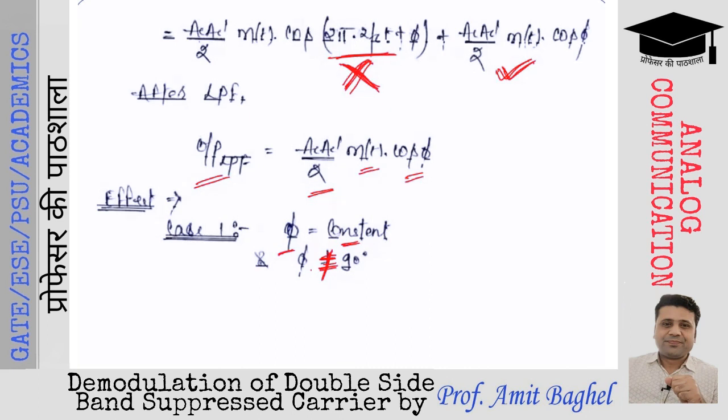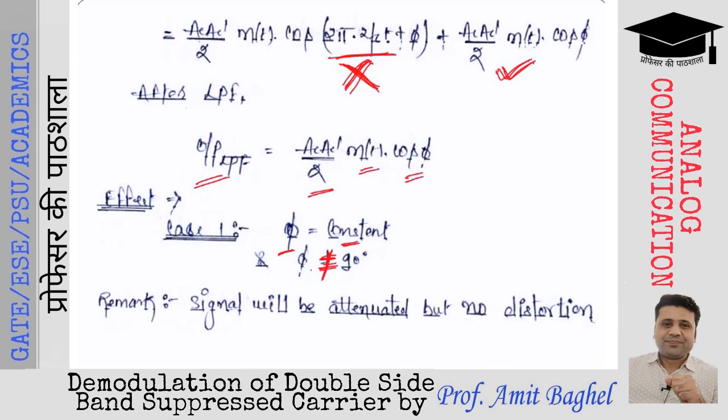So when you get any value of cos of phi in between 0 and 1, that means we are multiplying Ac dash by 2 m(t) with some value which is less than 1 and greater than 0. Hence, there will be some attenuation in the output of the waveform. Magnitude will decrease, amplitude is going to decrease, but there will be no distortion. You will get the message signal back at the receiver side as it is, which was transmitted from the transmitter side.